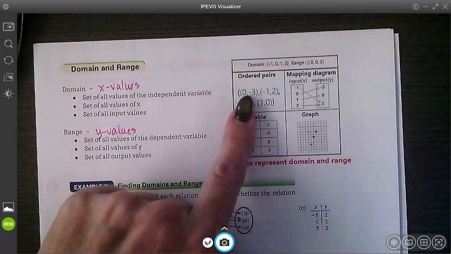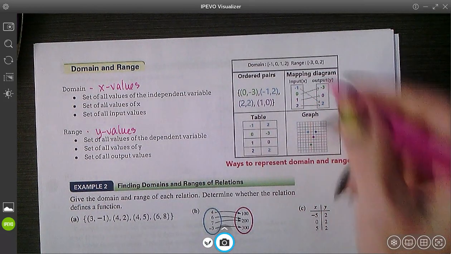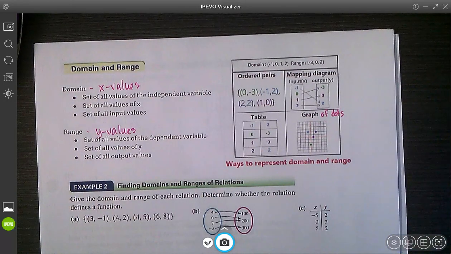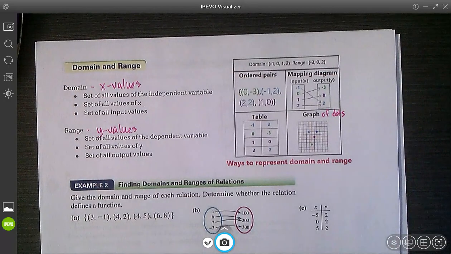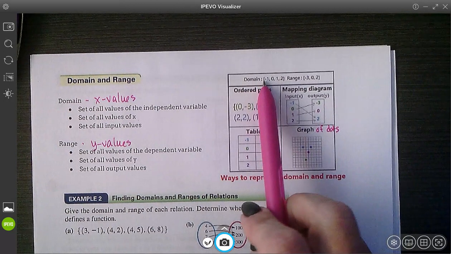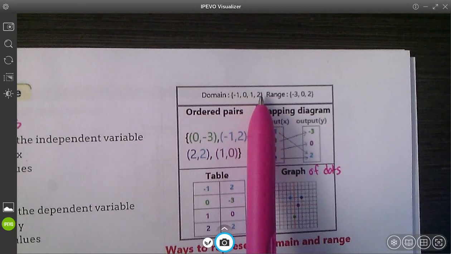So if I have a list of ordered pairs, or a mapping diagram, or a table, or a graph of dots, the way that I'm going to give my domain and range is by using what's called roster notation. Roster notation means that I just create a set with those set braces, and I just list all of the values that are in there.